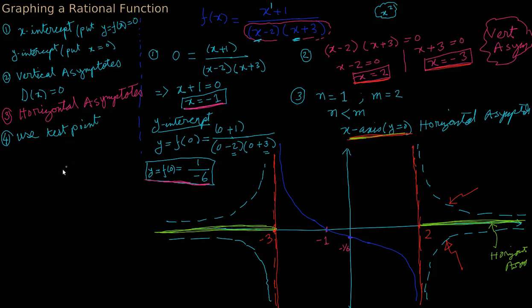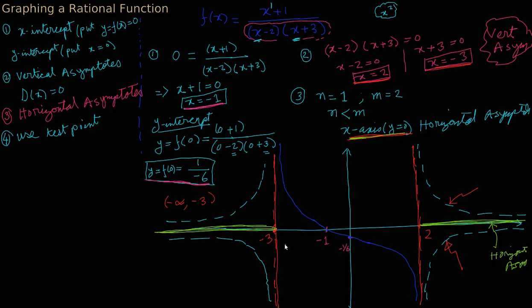Okay, so let's start using test point. If I want to use the test point method, I need to first see my different zones. So what are my zones? My first zone is negative infinity to negative 3, and the second zone is negative 3 to negative 1.